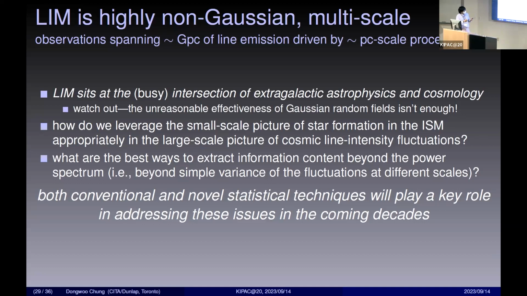The other aspect is that this is a really, really non-Gaussian signal. And so you need to really look beyond the power spectrum, which is what cosmologists are used to. But you need to extract non-Gaussian information to get at some of the astrophysics. So I think a range of statistical techniques are going to play a pretty important role as we address these kinds of questions in the coming decades.